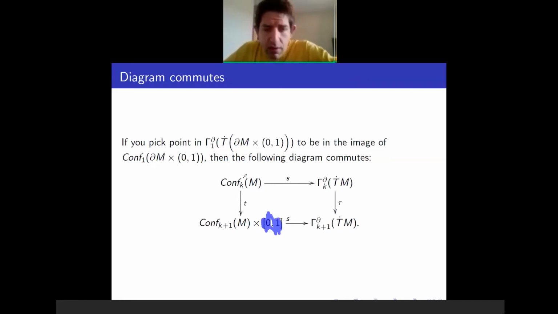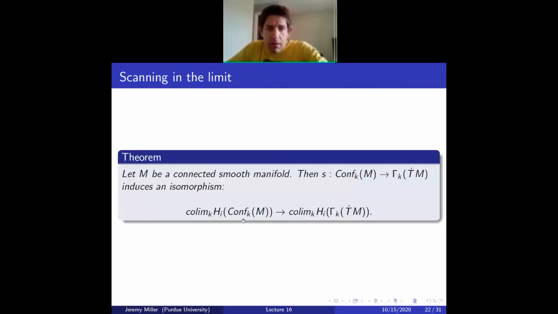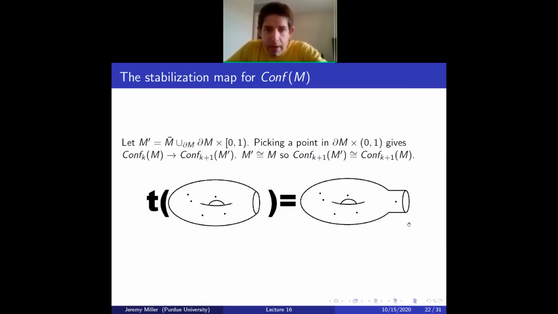Yeah, so you can stabilize by bringing a point in from infinity, and then you can stabilize by bringing in a degree 1 section. And if your degree 1 section is in the image of the scanning map for the collar, then you can make this diagram commute. And so, this statement about homotopy colimits having the same homology, here we're taking the colimit under the maps T, and here we're taking the colimit under the maps tau. That's saying in the limit they have the same homology. And then we'll use that to deduce the statement for finite k.